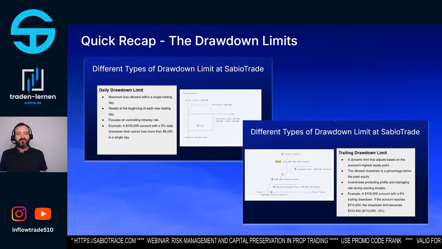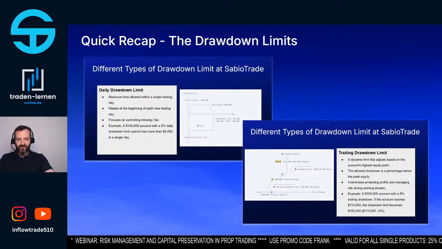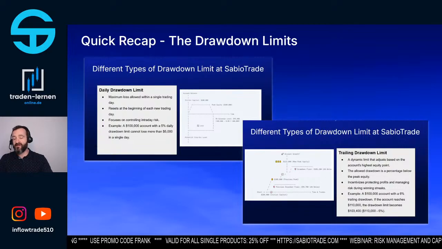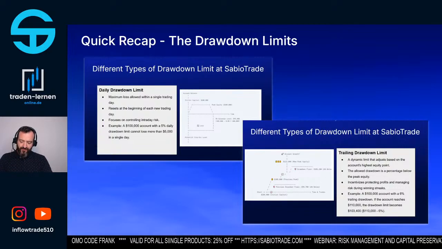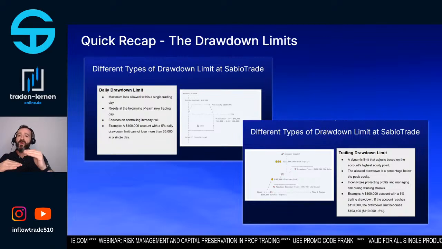Let's quickly do a recap. The drawdown limits. This is very important for today's session. We have two different types of drawdown limits. One drawdown limit is 5% in a day. You are not allowed to lose more than 5% in a day. If you do that, you will breach your account, and your account will be deactivated. The second limit is the 6% trailing drawdown. That means always when your account makes a new all-time high, the 6% drawdown limit will be calculated from the highest watermark your account reached. So this is a drawdown limit that is trailing with you.